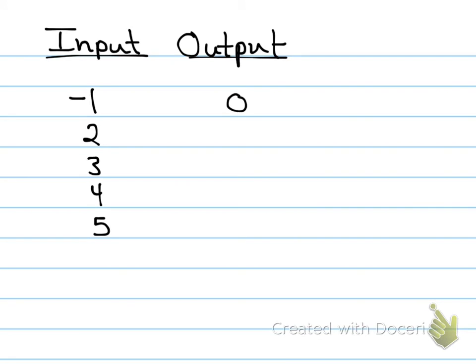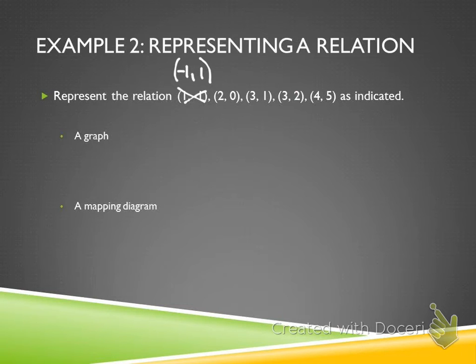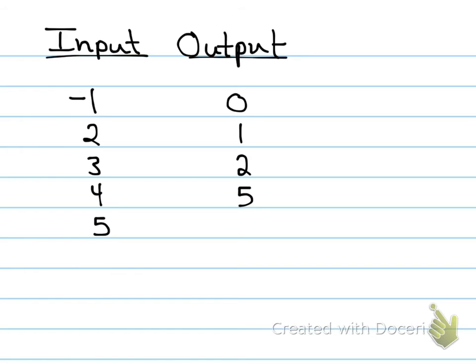So 0, 1, 2, and 5. Did we cover them all? 0, 1, 2, and 5, because 1 was listed twice. We put the 5 in the wrong spot. Okay, now we're ready.